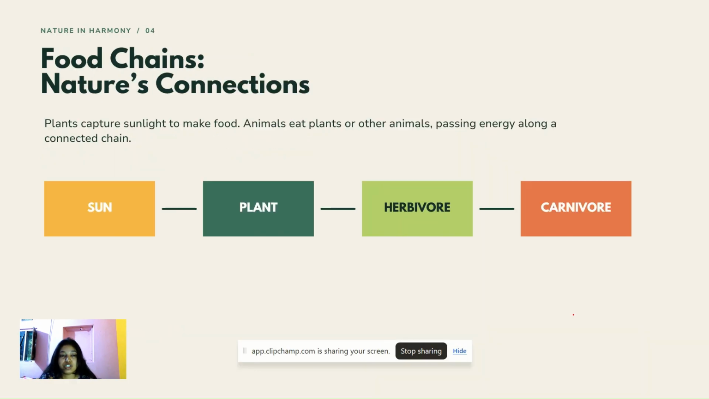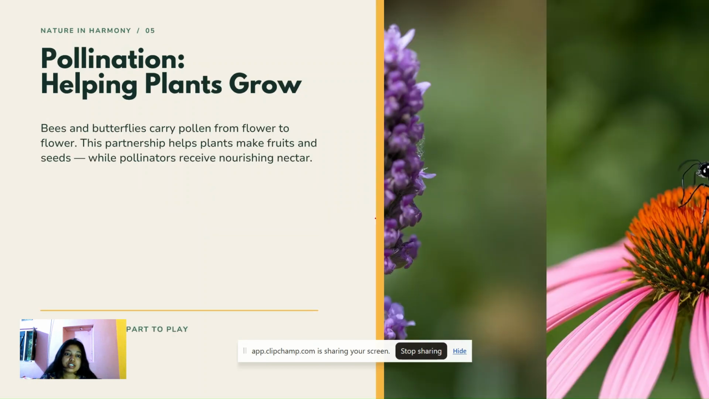So the next thing is food chains, that is nature's connection. Plants capture sunlight to make food. Animals eat plants or other animals, passing energy along a connected chain. The first source of energy is the sun, then the plant, then herbivore, then carnivore. How does it continue? The sun gives us sun rays, the plant then makes the food, then the energy is transported to the herbivore, then the energy is transported to the carnivore. It's called a food chain.